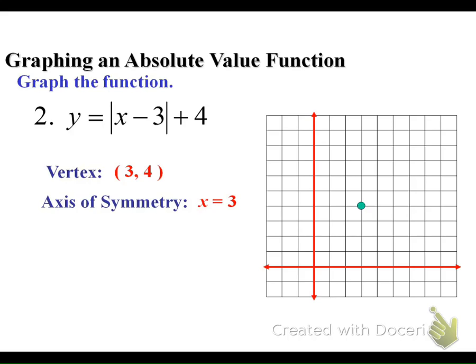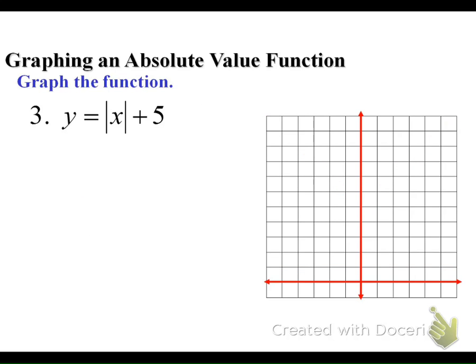Now, does anyone know what our slope is? 1, yes. If there's not a number in front, it's a 1. And it's positive, so that means my V will be opening up. So from this point, I can go up 1 over 1, up 1 over 1. I could also go up 1, left 1, up 1, left 1, since it is symmetric. So that's going to give us these points, and then these points. And it's a V. Any questions?